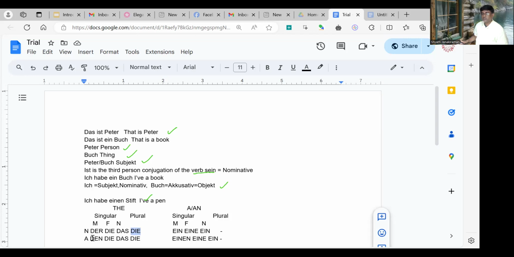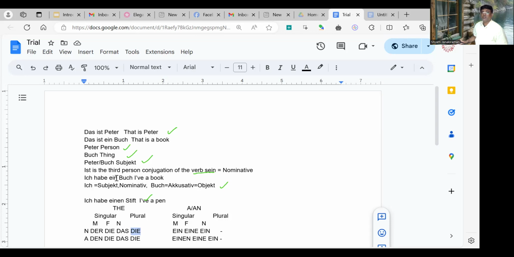In accusative form, the masculine der will become den, and feminine is die, neutral is das, and plural is die. The same thing applies for "a", which is einen, eine, and ein. And for plural, you don't have any article. So this is the basic concept where you have to identify the subject and the object and decide whether it's nominative or accusative.